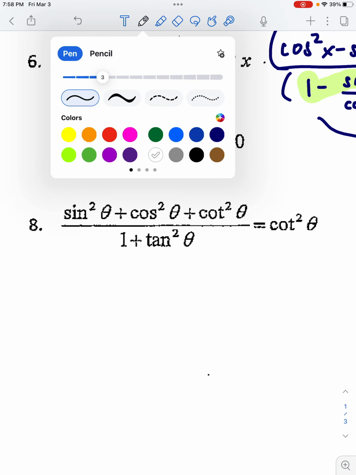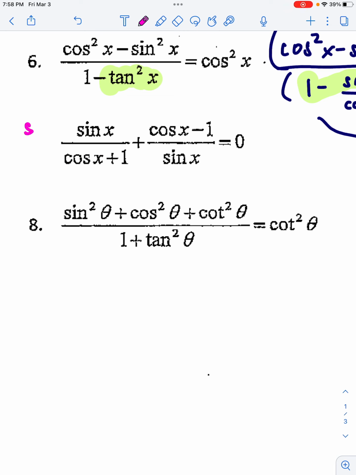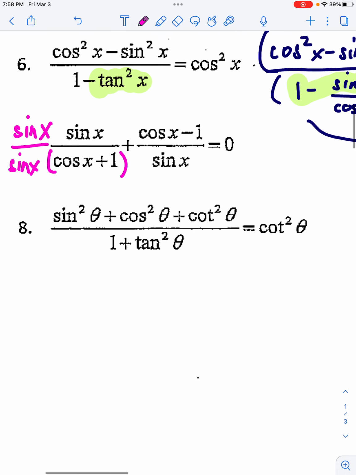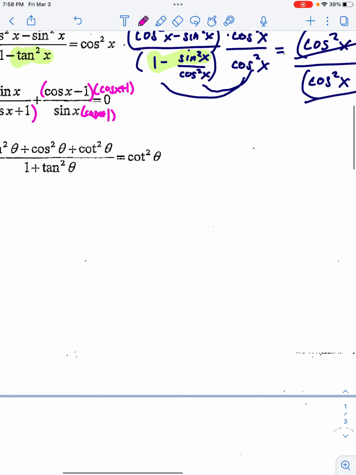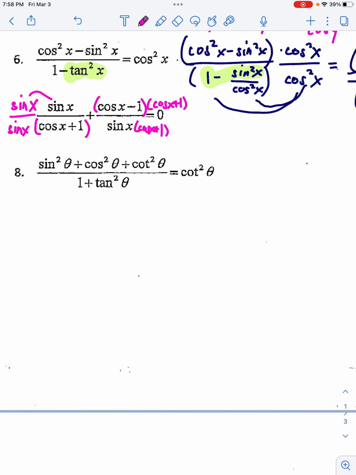Let me multiply the fraction on the left by sine x over sine x. And I'll multiply the fraction on the right by cosine x plus 1. So expanding all that out, I get a sine squared x over sine x times cosine x plus 1. And I'm going to leave that there.